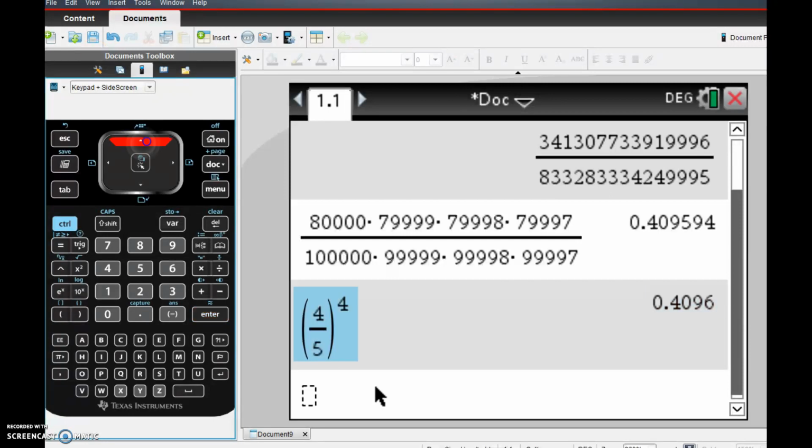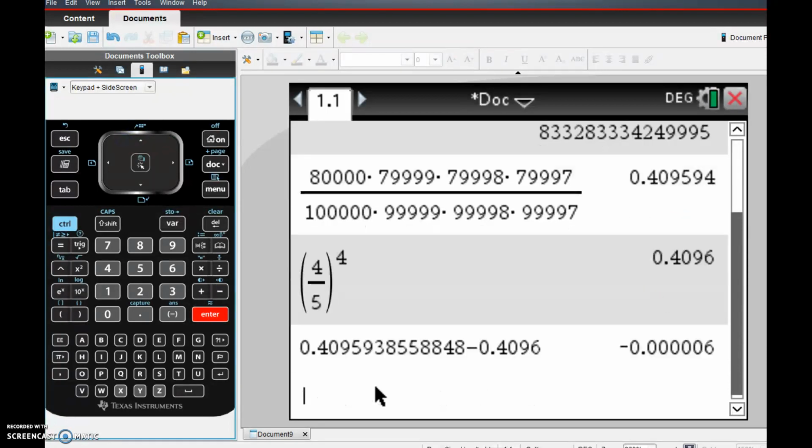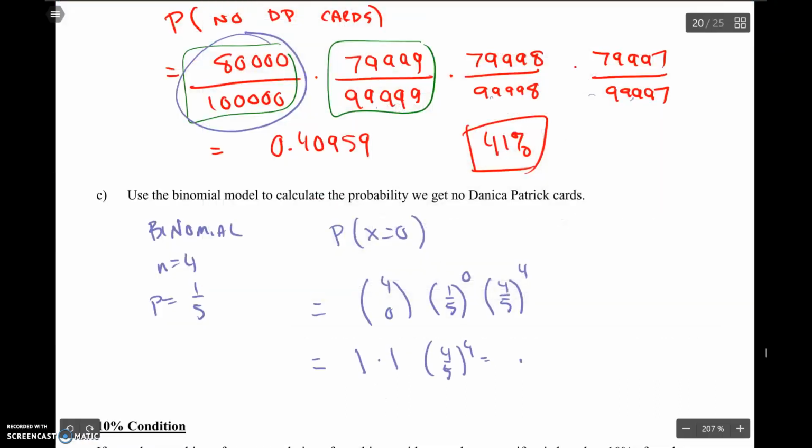So look at there. This one was that. This one is that. So these only differ by 0.000006. They're practically the same. This was 0.4096. Very, very close, about 41%. So this is a pretty good approximation.